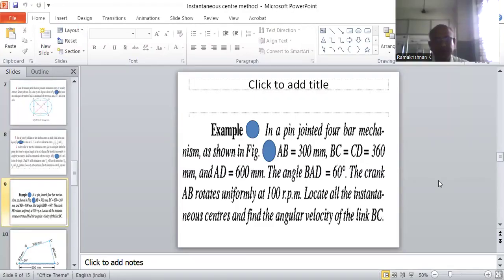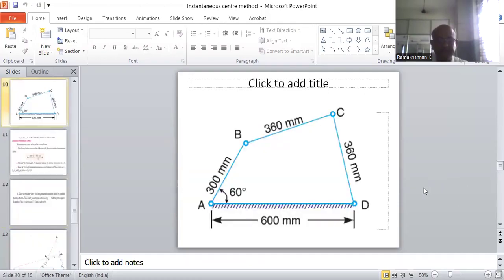Students, hope you have understood the concept behind the velocity analysis by using the instantaneous center method. In this session, let us practice one simple problem, a 4-bar mechanism. Here, as shown in the diagram, there are 4 links. AD is a fixed link. The lengths of the other links are given.